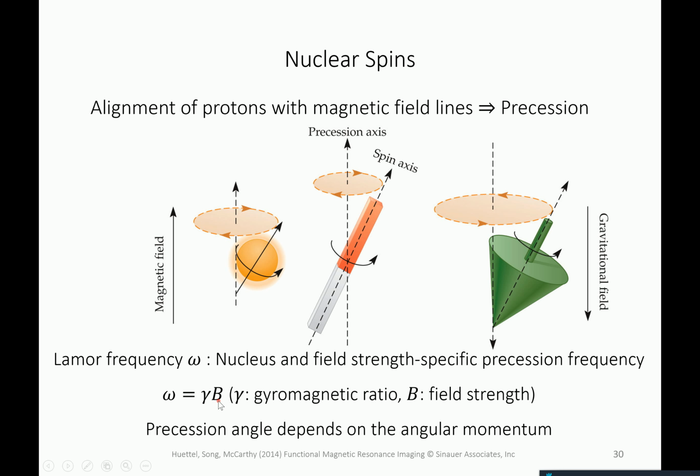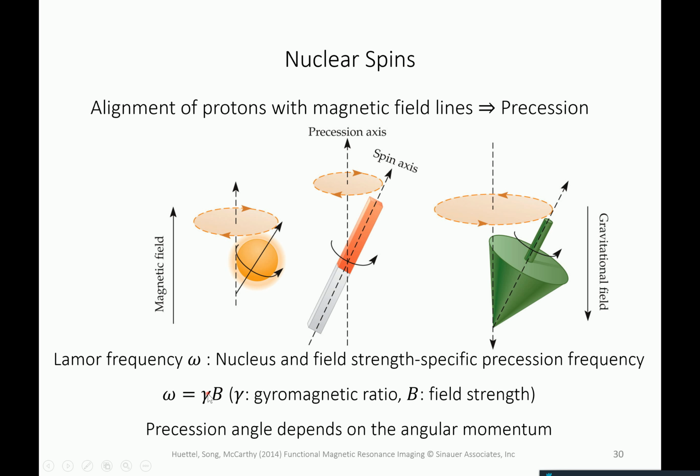So the stronger the magnetic field, the higher the frequency of precession, and it depends on the nucleus. We are only talking about hydrogen nuclei here, so this constant is always fixed. But the important thing is that there is a frequency of precession. This frequency of precession is called Larmor frequency.